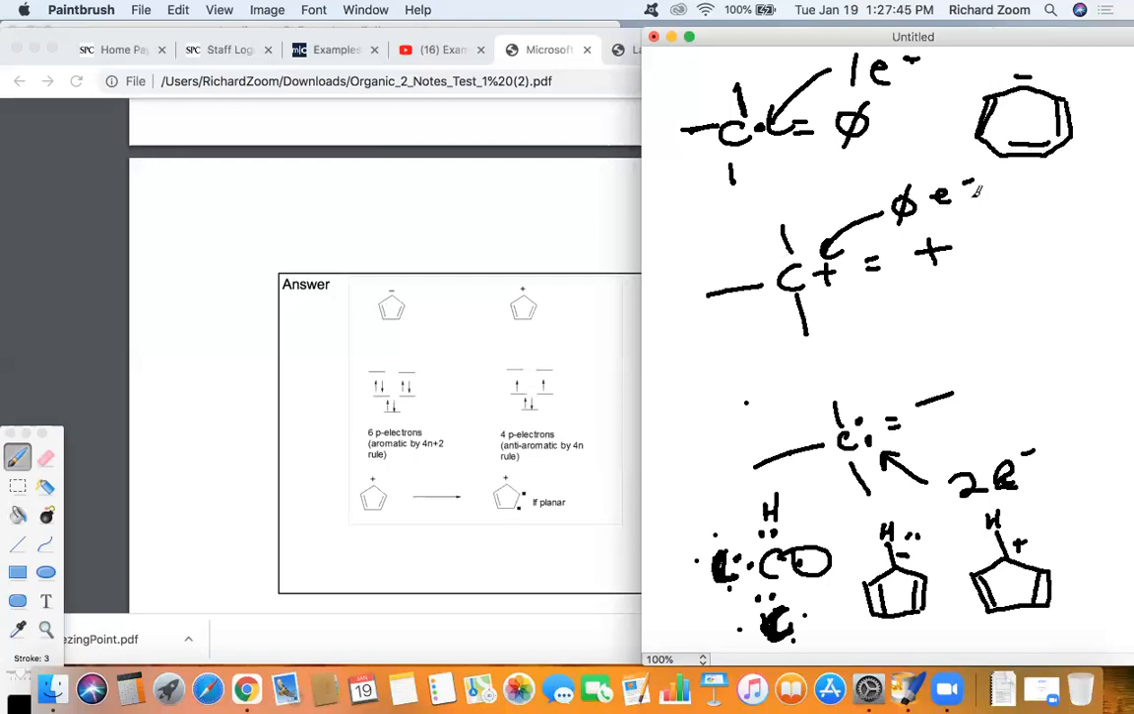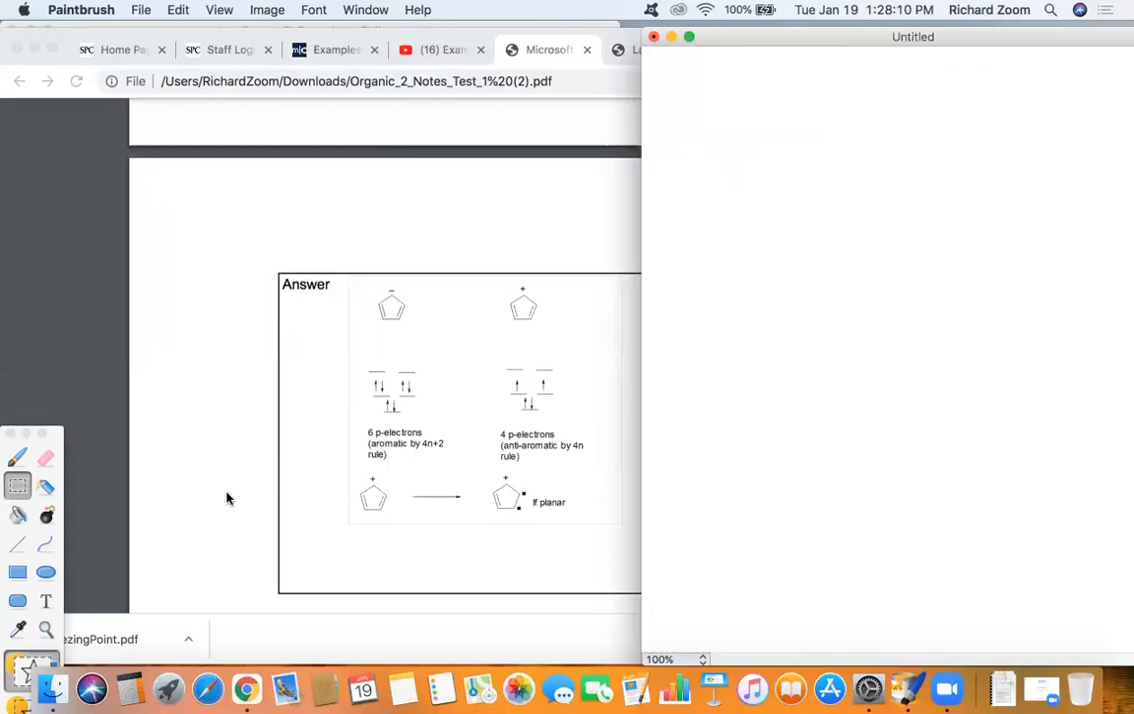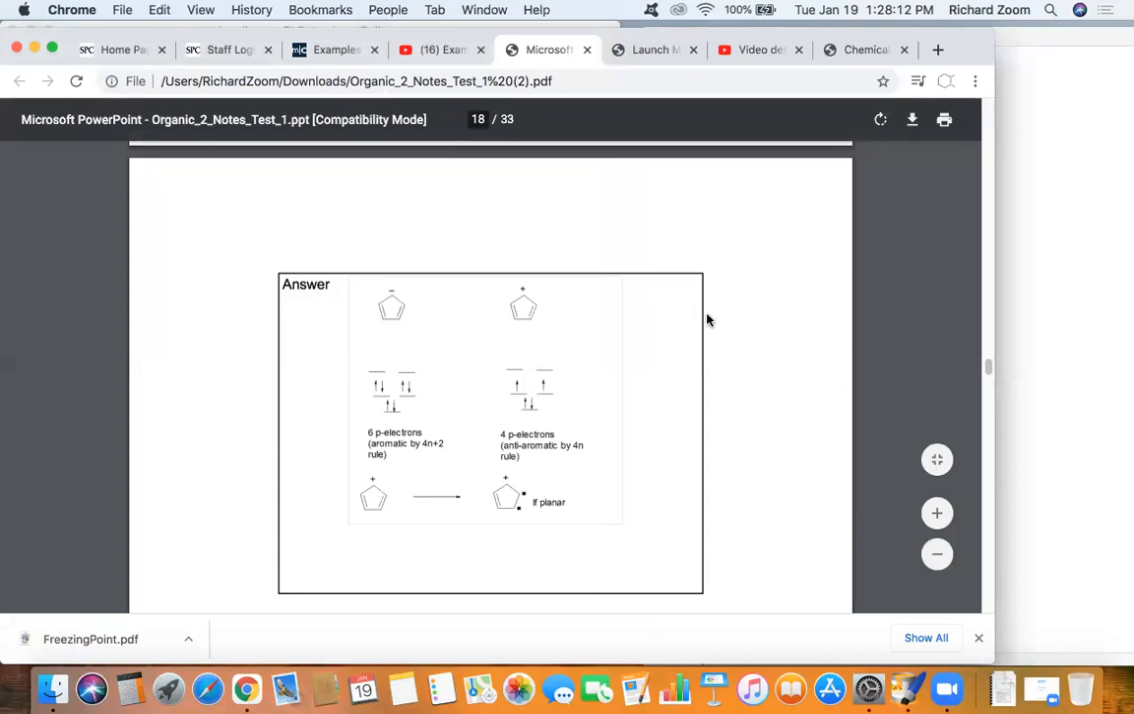So you can see that in the one you're dealing with on the test, it's going to be the opposite. The one that has the negative charge will actually be anti-aromatic, and the one with the positive charge will be aromatic because of the extra 2 electrons in each case. So you'll see that, but I'm not really going into that right now for the 7.